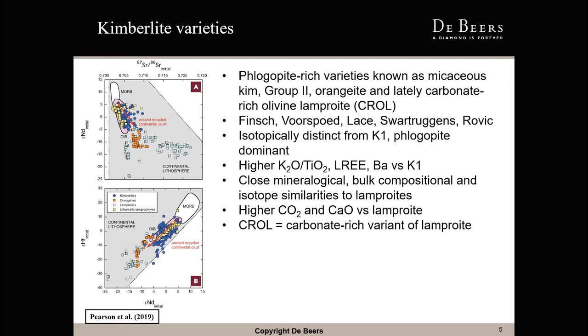So geochemically, higher potassium, titanium, light rare earth enriched, and higher in barium typically compared to the K1s. And then, of course, there are some very close mineralogical, compositional, and as I mentioned, isotope similarities to the lamproites. They're also higher in CO2 and calcite compared to the lamproites, and hence the name that Pearson et al. suggested for them, which, by the way, was, I think, proposed originally by Barry Dawson in the 80s already, that these rocks are actually closer allied to lamproites than the kimberlites.